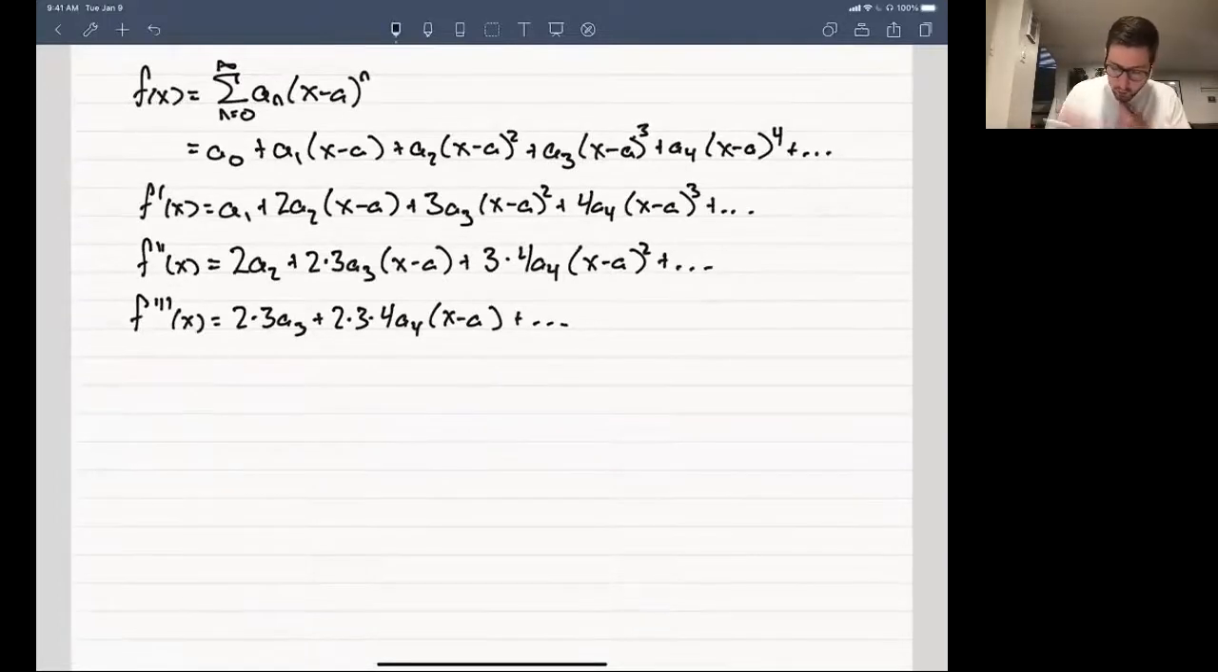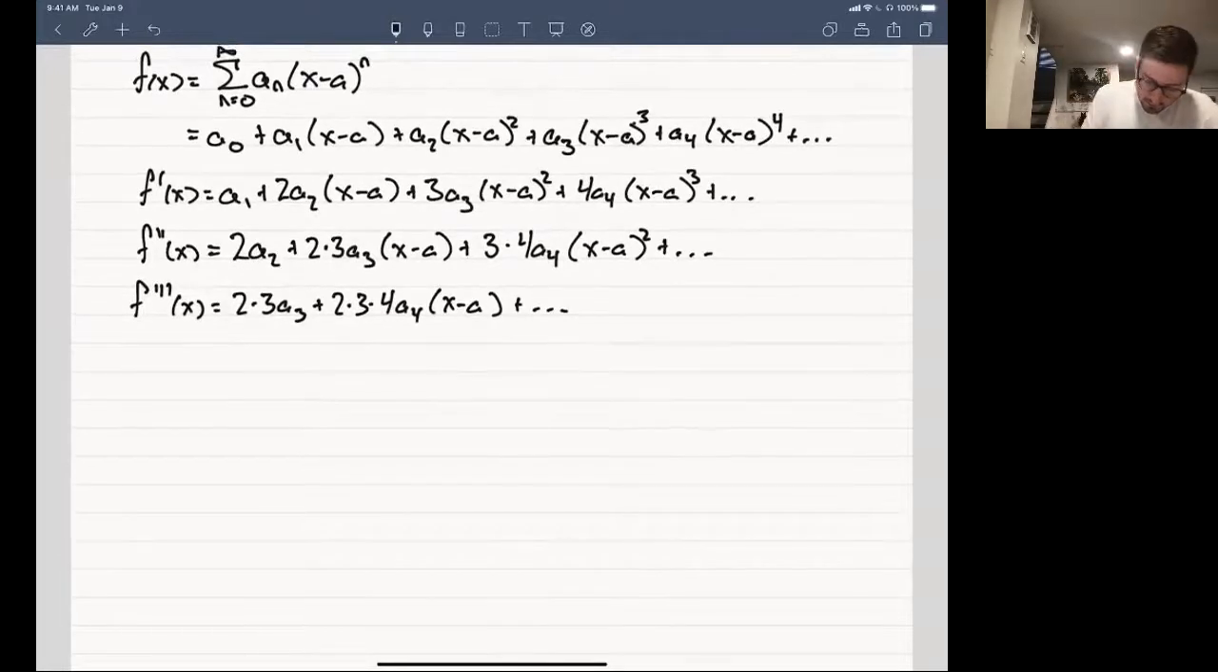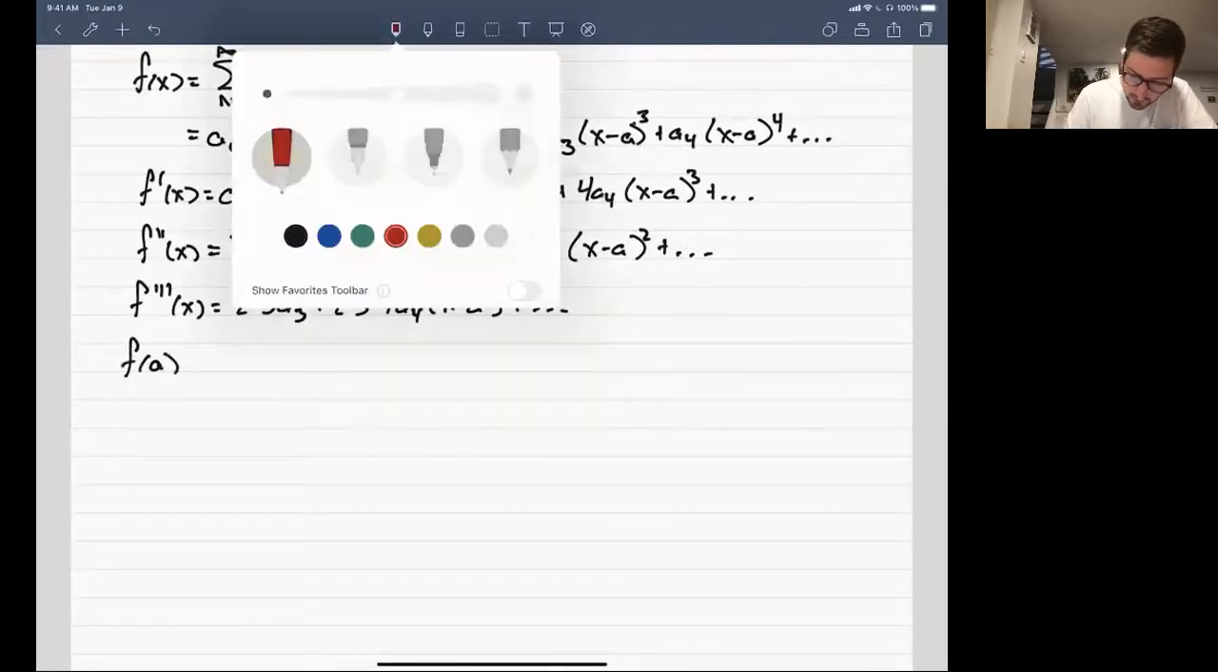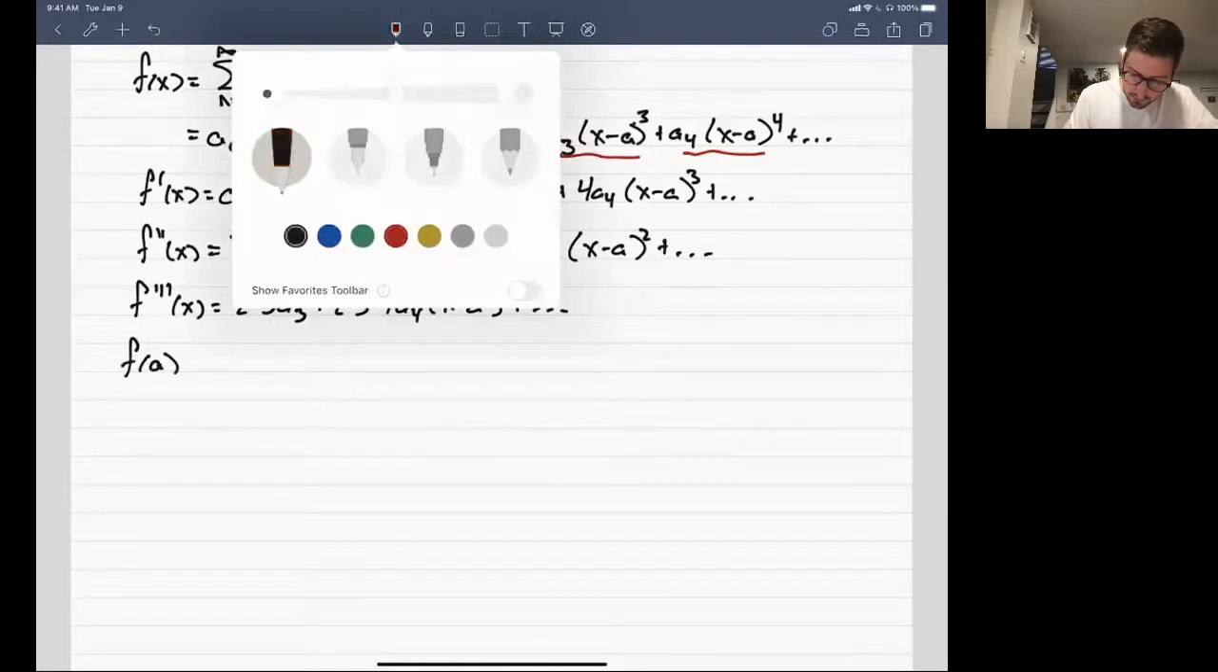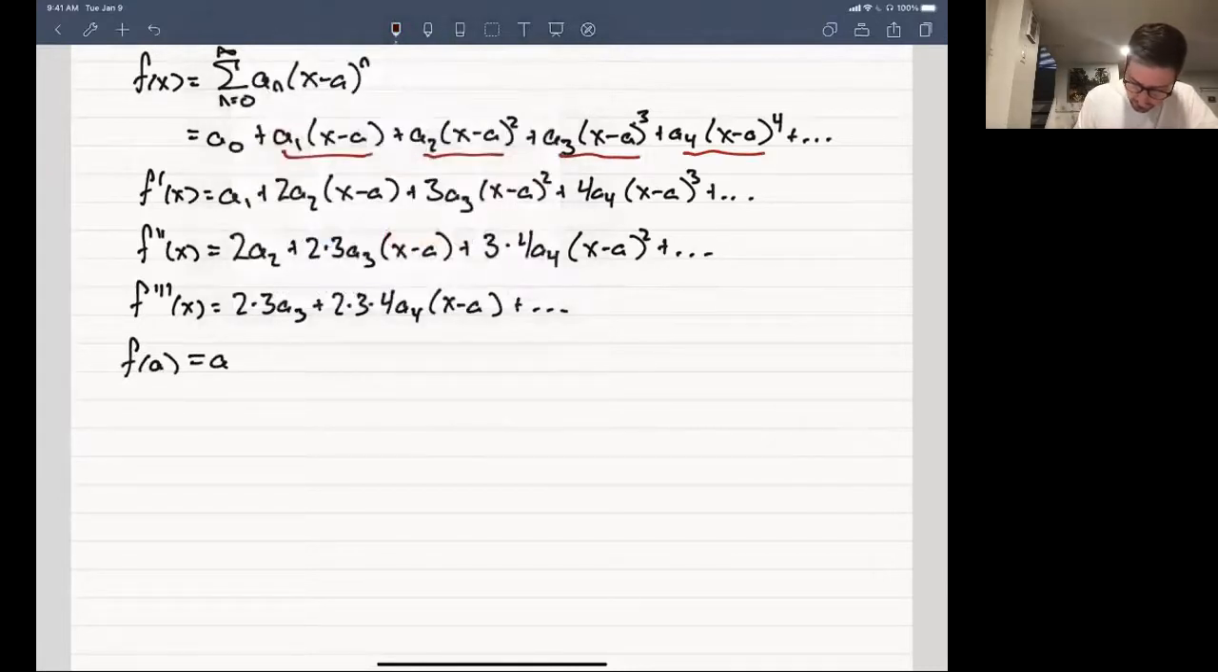Okay, so what was the point in me doing that? Well, actually, we can use this to figure out what these coefficients are. So first of all, we know that if you do f of a, if I put that into my series above, this term disappears, this term disappears, this term disappears, this term disappears, and every higher order term disappears. So that tells me f of a is equal to a0. Okay, maybe not that exciting, but it's still important.